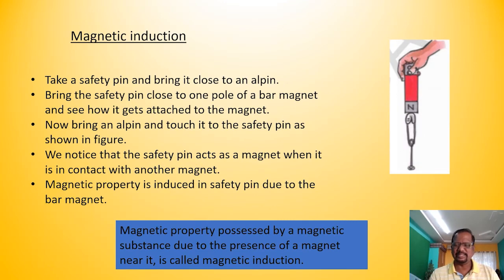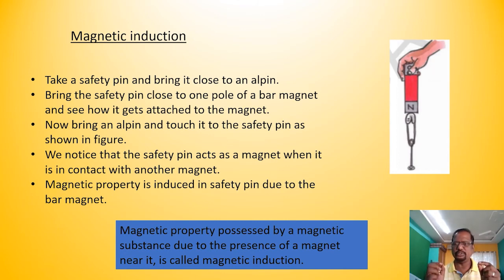Now we are going to learn another interesting property of a magnet: magnetic induction. What does it mean? The magnet induces the magnetic property into substances, namely magnetic substances, when they are kept near or get attached to the magnet. Now let us do an activity. What we require is a safety pin, an alpin, and a bar magnet.